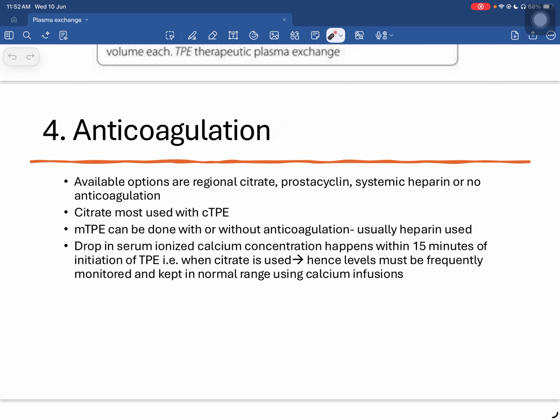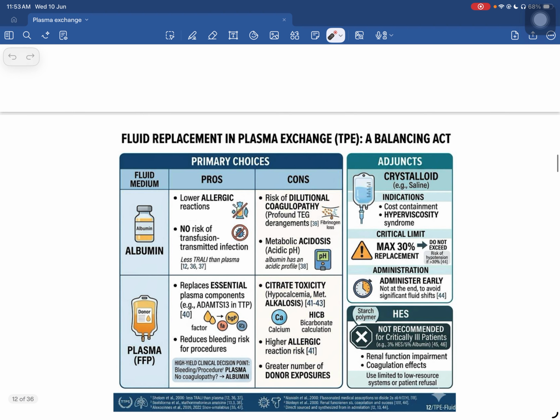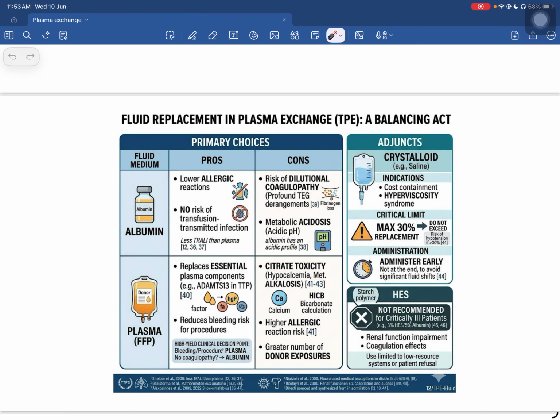Next is anticoagulation. You are taking out blood from a patient, running it through a machine, so obviously it needs some amount of anticoagulation. Here we usually use citrate, prostacyclin, or heparin. Usually with the centrifugal type, we use citrate as the anticoagulant, and membrane usually uses heparin. What happens when you use citrate is there can be a drop in the serum calcium ion concentration. This is because citrate is a calcium chelator. So you have to keep that in mind, and the ionized calcium levels have to be monitored.